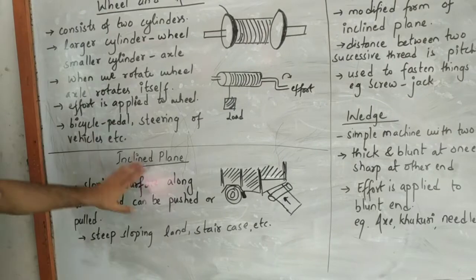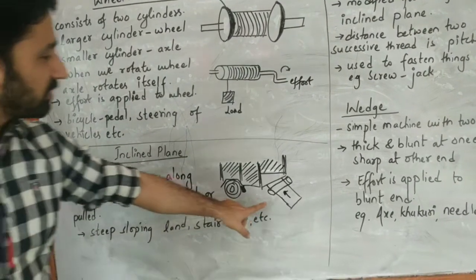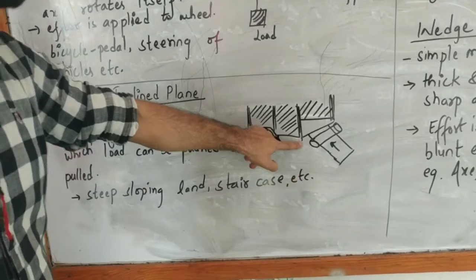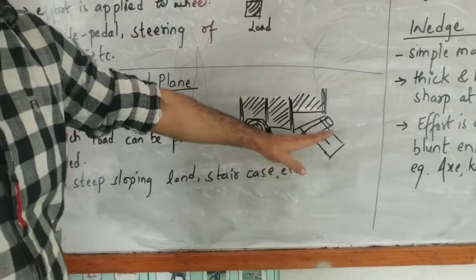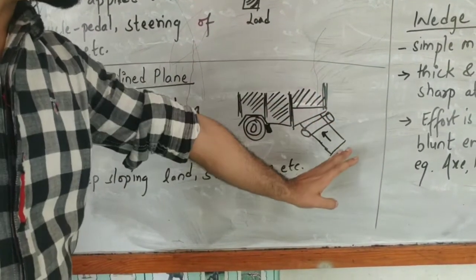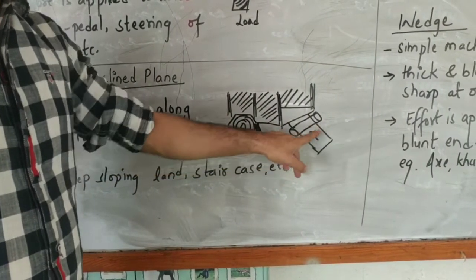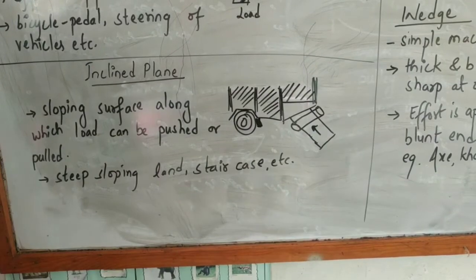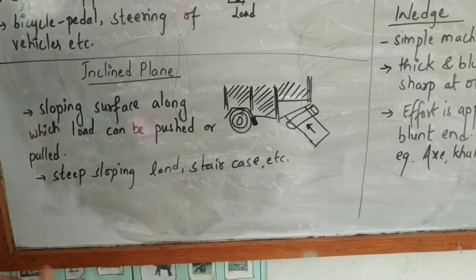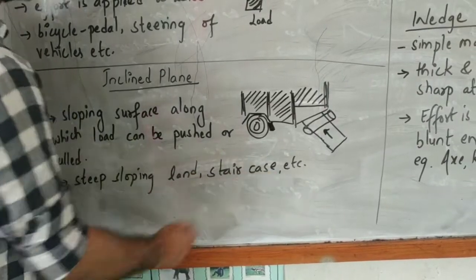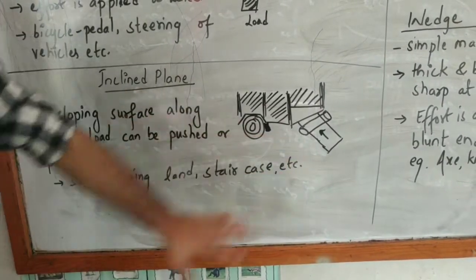The third, inclined plane, a slopey surface through which a load can be pushed or pulled. It is used to put loads in trucks mainly, and when we climb, that means when we are using any staircase. A staircase is also an example of an inclined plane.